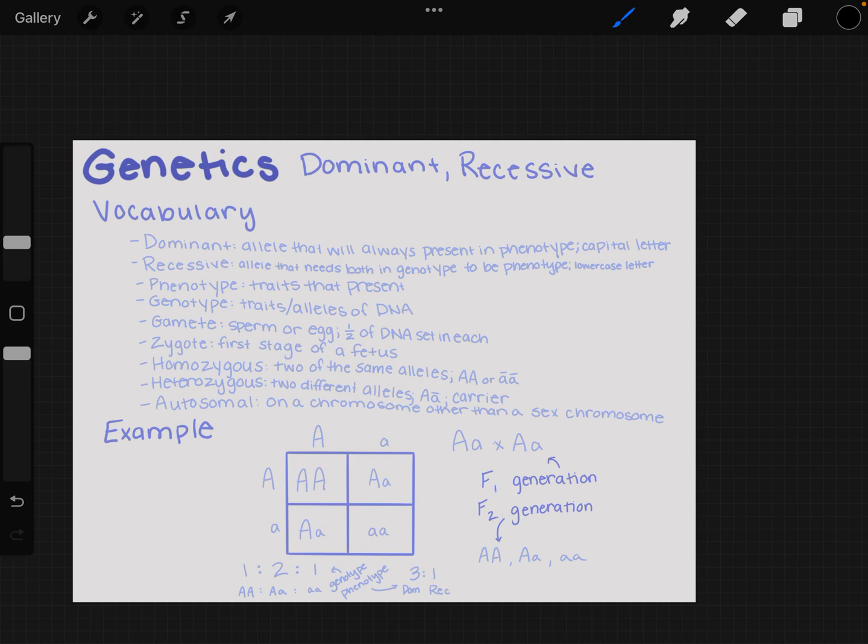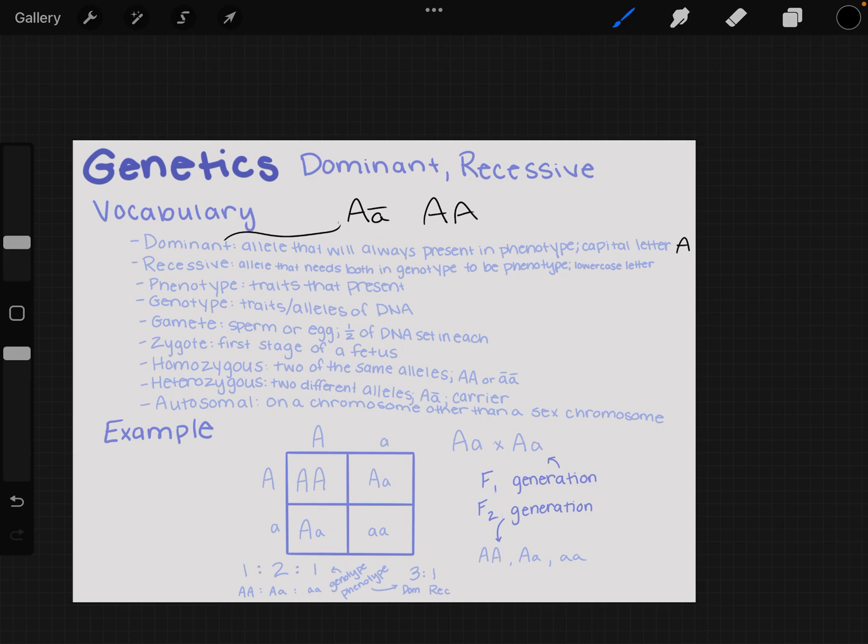So let's go through a lot of vocabulary, all right? Dominant is going to be alleles that will always be present in a phenotype. These are going to be written with a capital letter, like so. So if you have big A, little a, or big A, big A, these are both going to be phenotypic dominant traits.